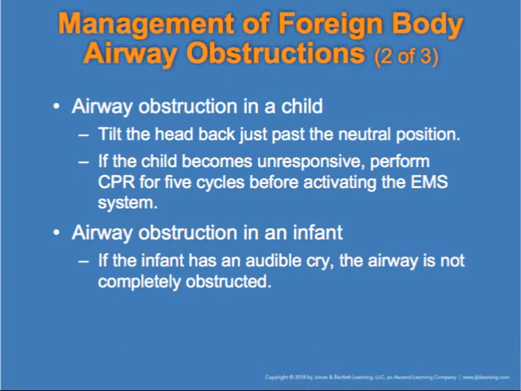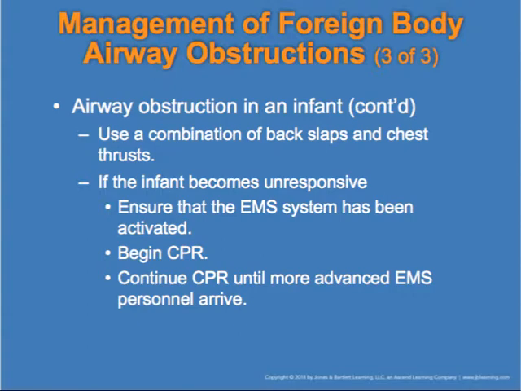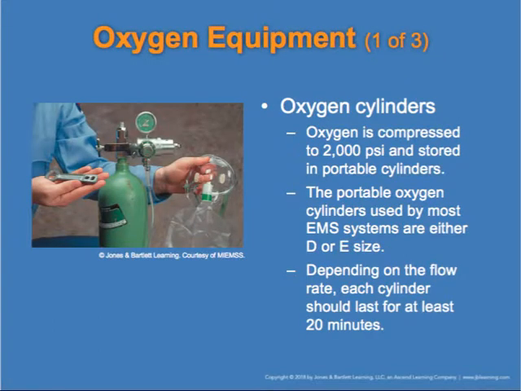Airway obstruction on a child. Tilt the head back into that neutral position. If the child becomes unresponsive, perform CPR. Airway obstruction on an infant. If they've got an audible cry, it's not complete obstruction. Continue to manage that airway accordingly with a combination of back blows and chest thrusts. If the infant becomes unresponsive, initiate 911, begin CPR, and continue CPR until more advanced EMS providers arrive.